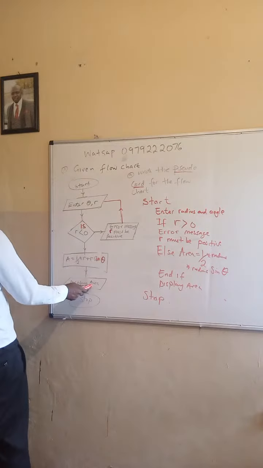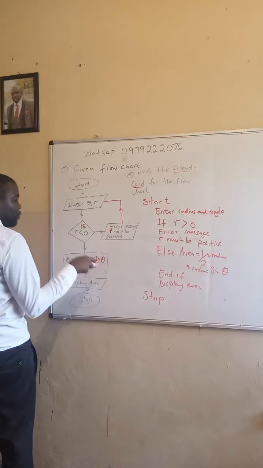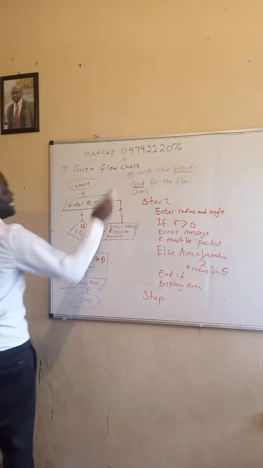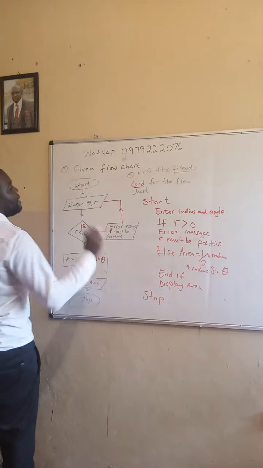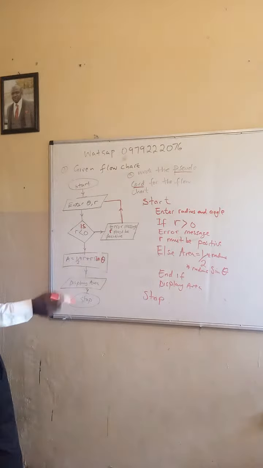If it was V, you don't say display V. If V means volume, you say display volume. You write the words. Okay? In the pseudocode, always write words. I repeat, write more words than letters in the pseudocode. That way you will pass.